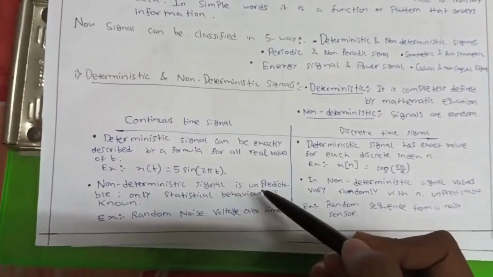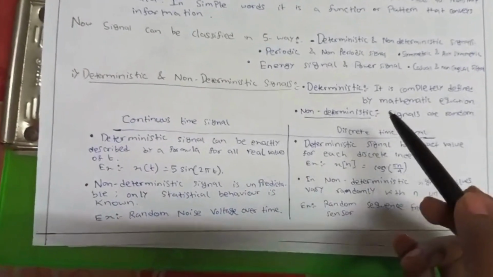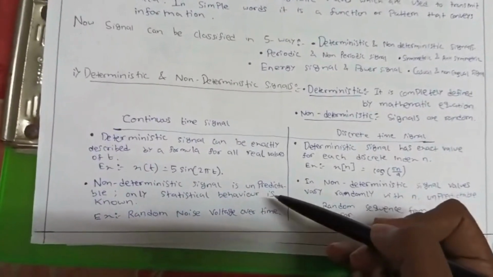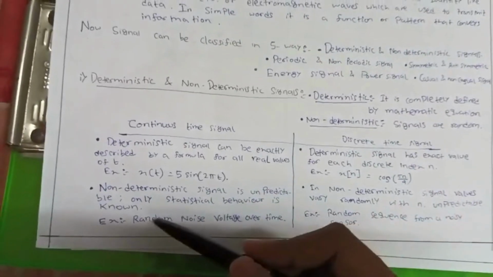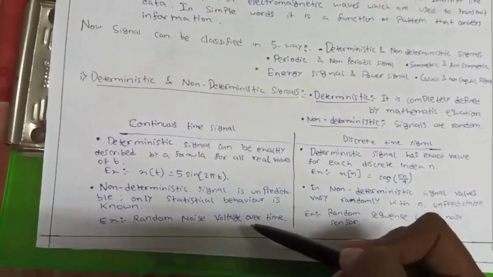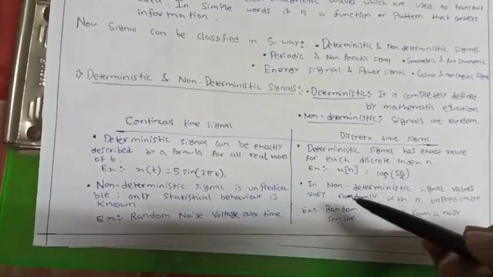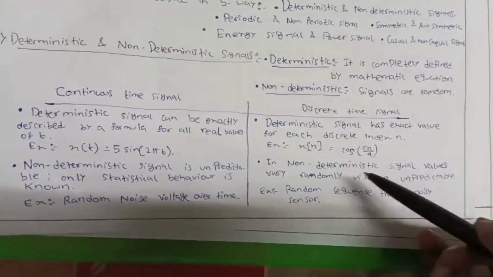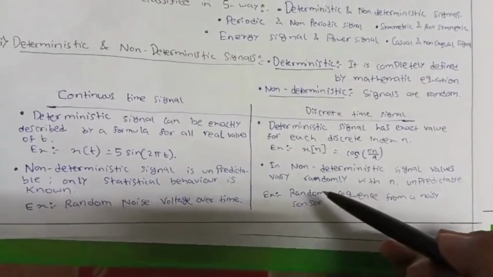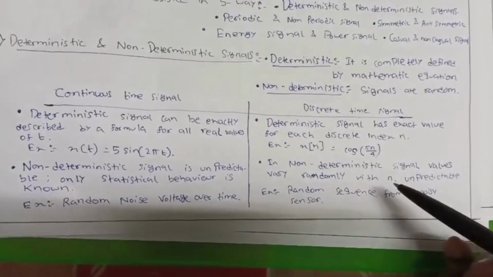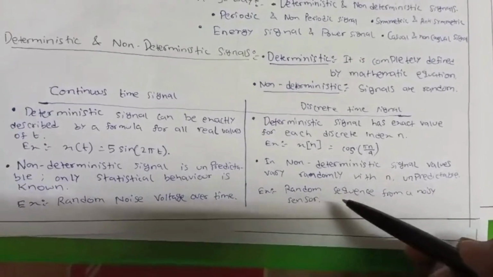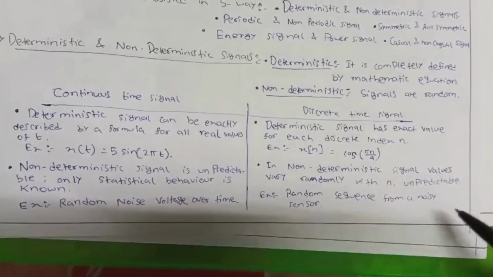Non-deterministic signal is unpredictable. As said earlier, the signals are random. Only statistical behavior is known. For example, random noise voltage over time. And for non-deterministic discrete time signal, values vary randomly with small n. That is unpredictable. For example, a random sequence from a noisy sensor.